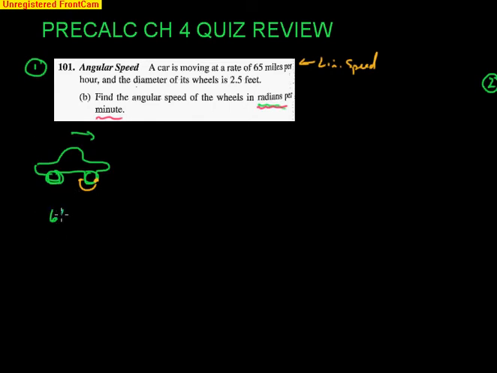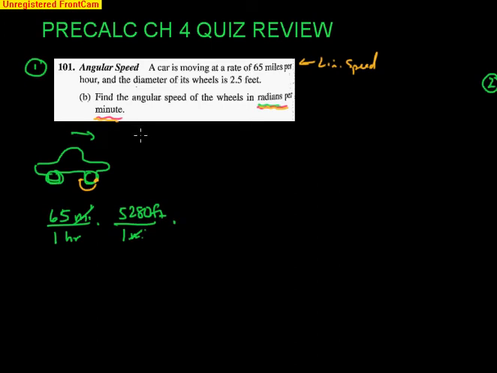Start with the rate. 65 miles per hour would be over 1 hour. Now, I need to get it to radians per minute. That's what I need to get to. So the first thing I'm going to do is convert miles to radians. Now, my diameter is in feet, so I need to convert from miles to feet. So 1 mile is 5,280 feet. And now I have successfully converted from miles to feet.